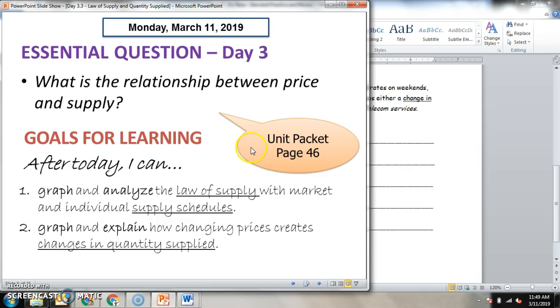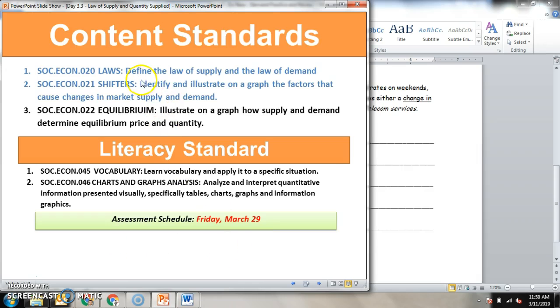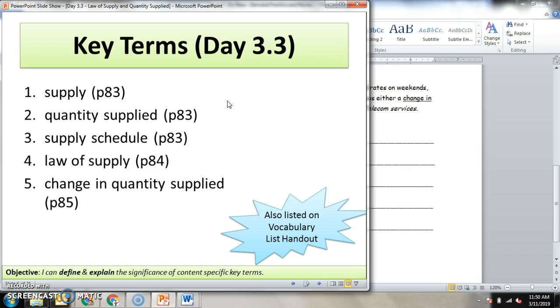Then we moved on to supply, page 46. We're going to graph and analyze the law of supply with supply schedules and look at a change in quantity supplied. Ties in with our standards, the law of supply, defining it, and then our shifters, we'll look at that on Thursday. The key term is very similar to what we had last week with demand, except that we're replacing demand with the word supply.